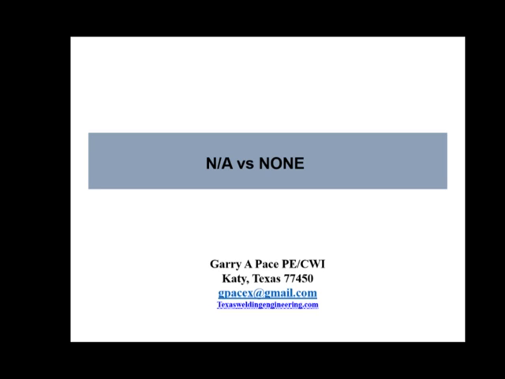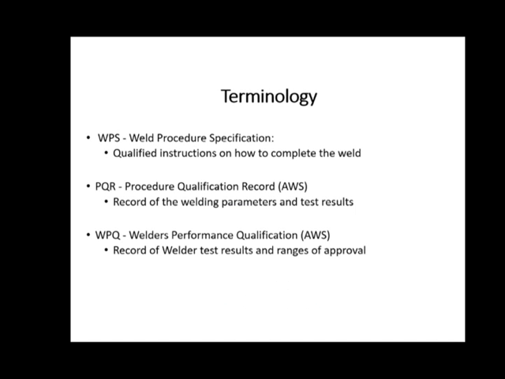And then you have to explain to them the nuances of writing a weld procedure and why we use none versus NA, and why NA is generally not a good option when writing a WPS or a PQR. So hopefully this will help explain some of it and give you a little insight into NA versus none and what the theory is behind it and what the big deal is. Before we get into this, we need to understand the terminology.